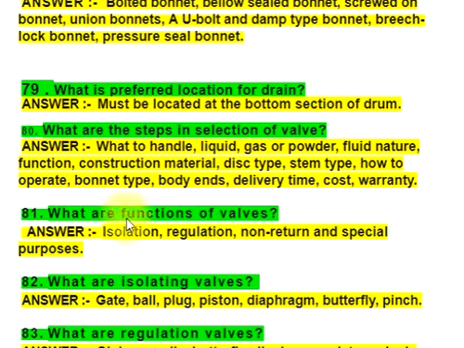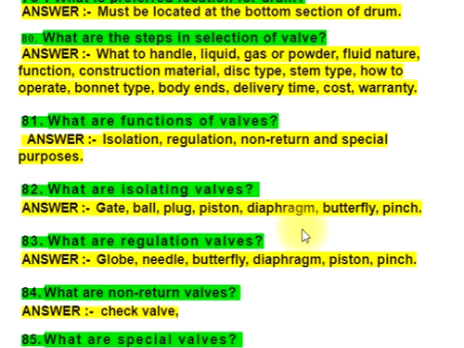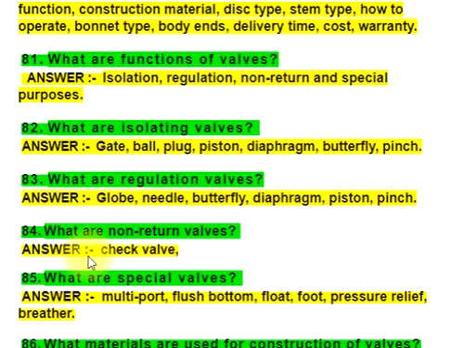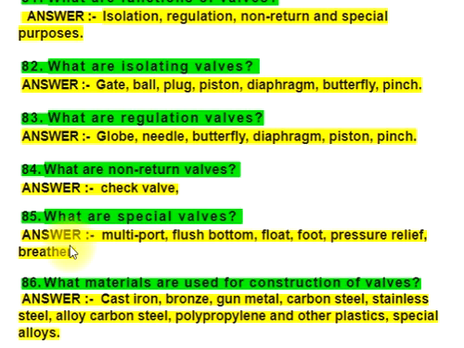81. What are functions of valves? Answer: isolation, regulation, non-return and special purposes. 82. What are isolating valves? Answer: gate, ball, plug, piston, diaphragm, butterfly, pinch. 83. What are regulation valves? Answer: globe, needle, butterfly, diaphragm, piston, pinch. 84. What are non-return valves? Answer: check valve. 85. What are special valves? Answer: multi-port, flush bottom, float, foot, pressure relief, breather.